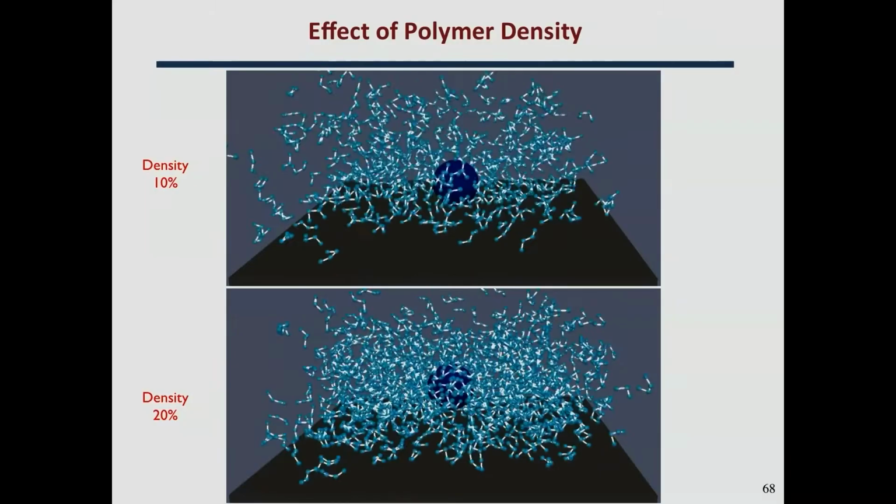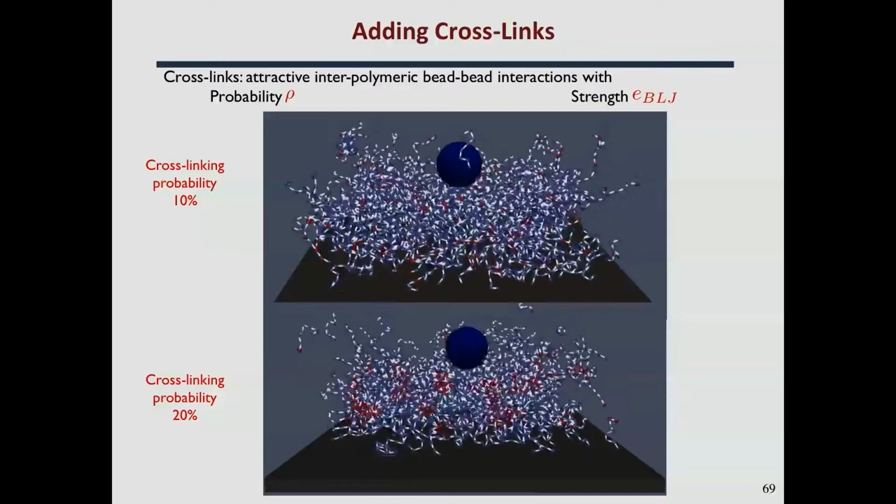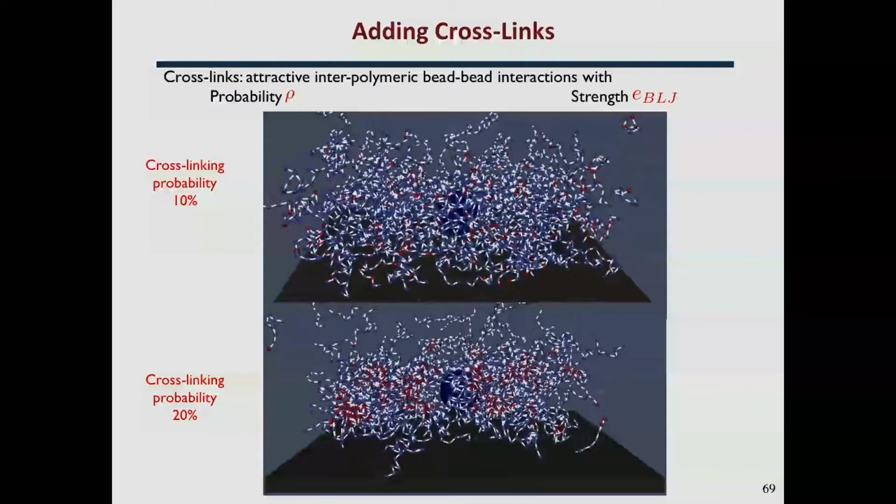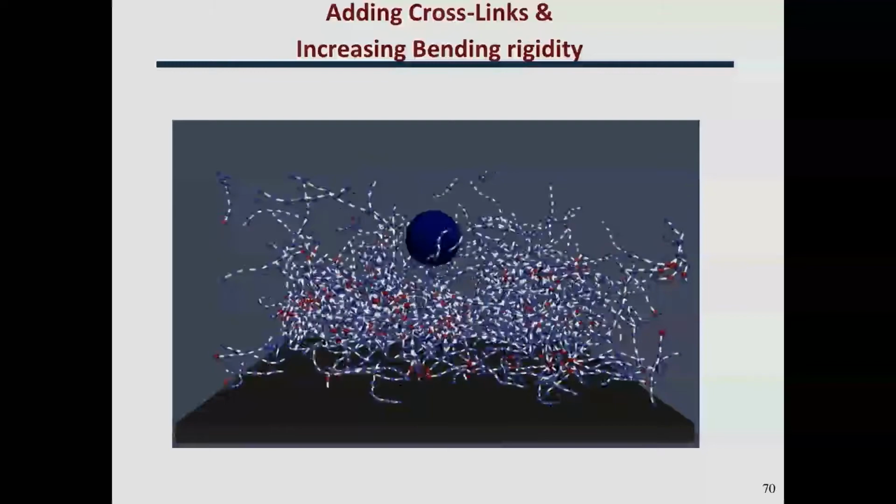And eventually, I think this is with cross-linking. The red bits are where you get the polymers cross-linked. That didn't help either. And eventually, Armin was going around the bend with this. He added cross-linking and increased the bending rigidity. So now you have very stiff polymers which are cross-linked, and we stop the wretched thing.